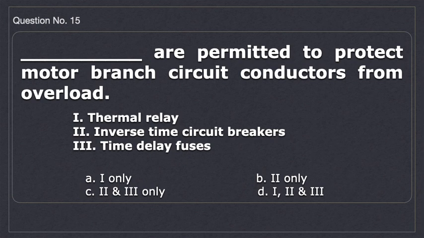Question number 15. Blank are permitted to protect motor branch circuit conductors from overload. 1. Thermal relay, 2. Inverse time circuit breakers, 3. Time delay fuses. A. 1 only, B. 2 only, C. 2 and 3 only, D. 1, 2 and 3. Answer: D. 1, 2 and 3.